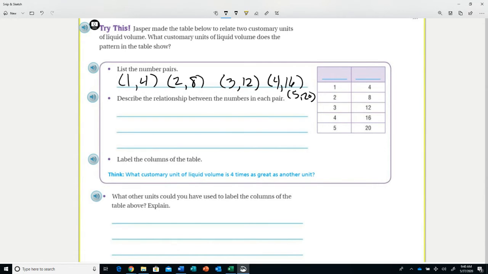So 1 times 4 is 4. 2 times 4 is 8. 3 times 4 is 12. 4 times 4 is 16, and 5 times 4 is 20. So our rule in this table is multiplying by 4. The relationship is that one of the numbers is 4 times greater than the other number. 4 times 1 is 4. 2 times 4 is 8. So write that up, and then we're going to list the columns here.